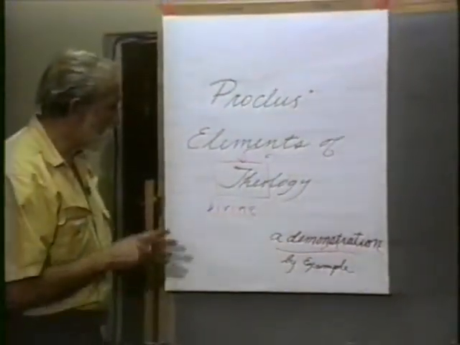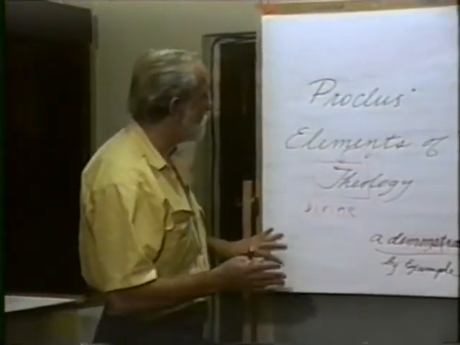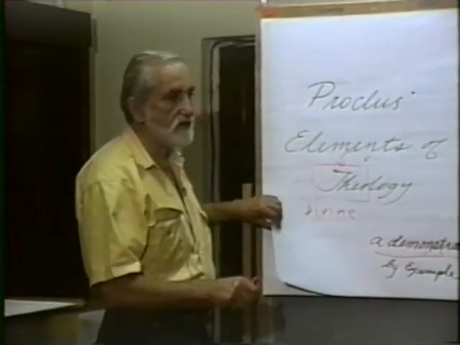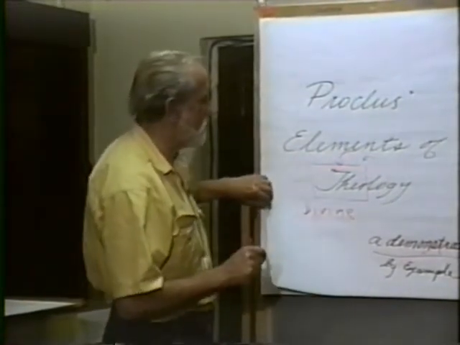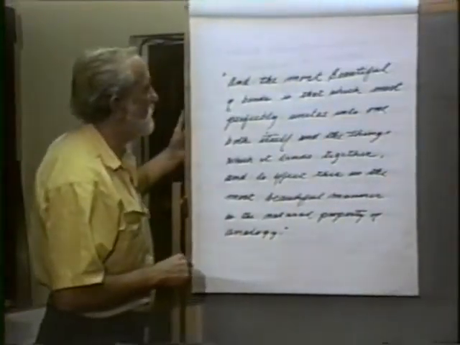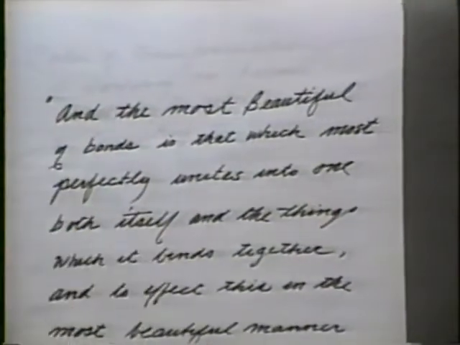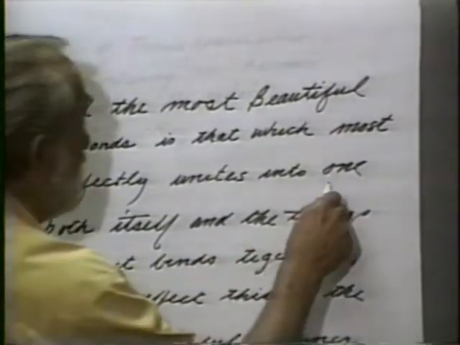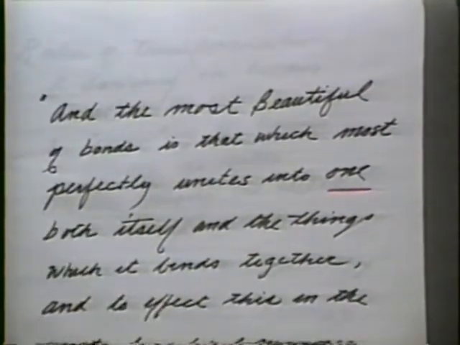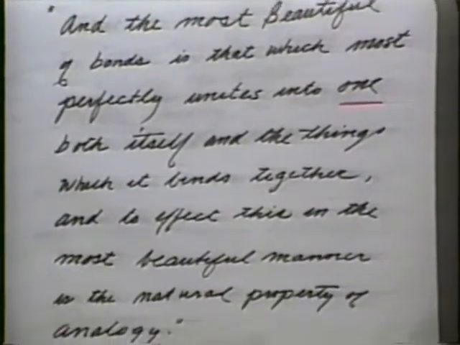First, the most fundamental element in all Proclus's Elements of Theology and Neoplatonic thought is analogy. Now, it all comes from and goes back to Plato's Timaeus. And the most beautiful of bonds is that which most perfectly unites into one both itself and the things which it binds together. And to effect this in the most beautiful manner is the natural property of analogy.